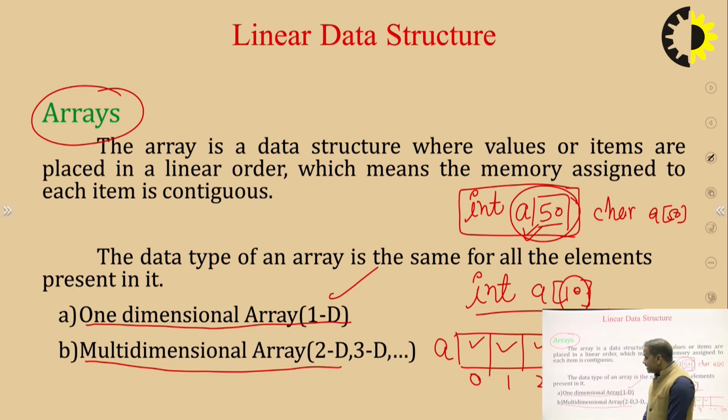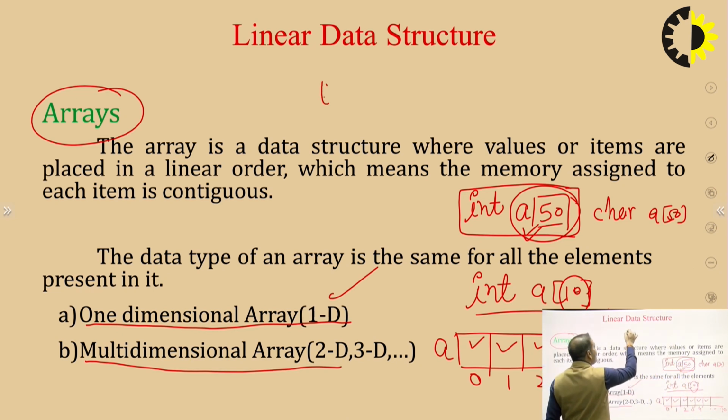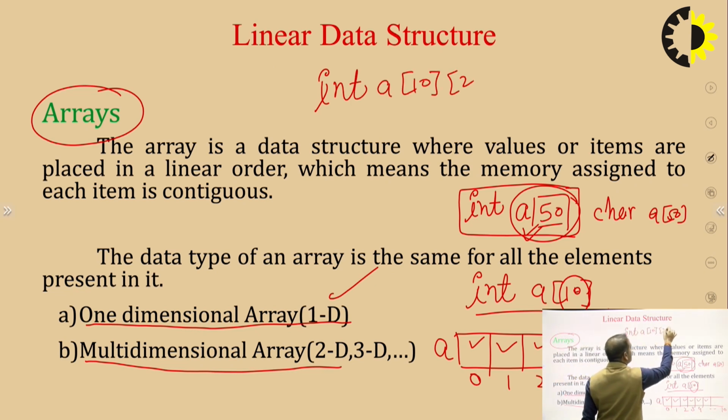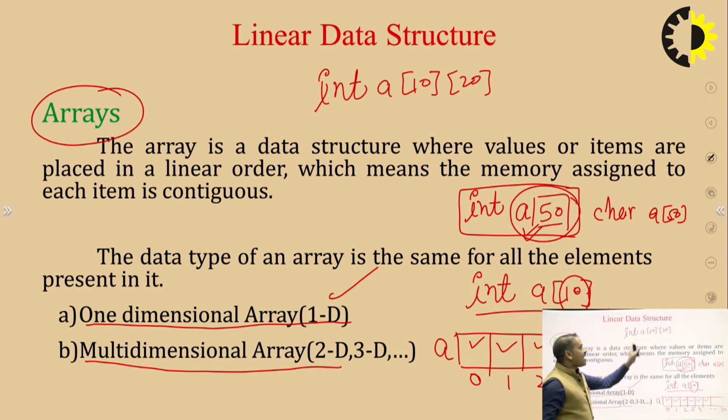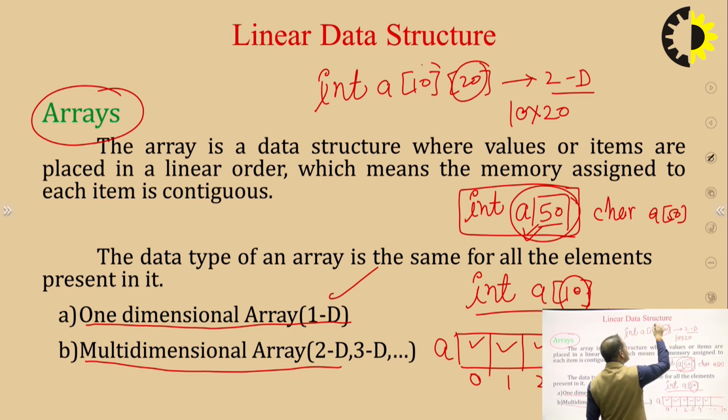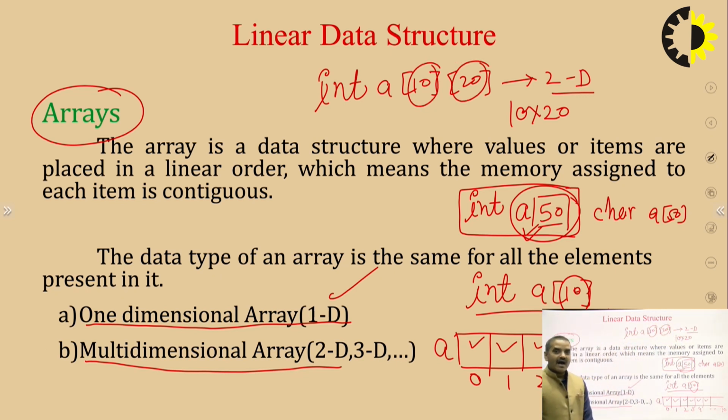And the second one is the multi-dimensional array. In the case of a multi-dimensional array, for declaring a data type, we have to use more than one subscript to denote the element. For example, if we write int a[10][20], that means this is a matrix of dimension 10 cross 20, and this is a two-dimensional array, because here we use only two subscripts to represent or declare the data.